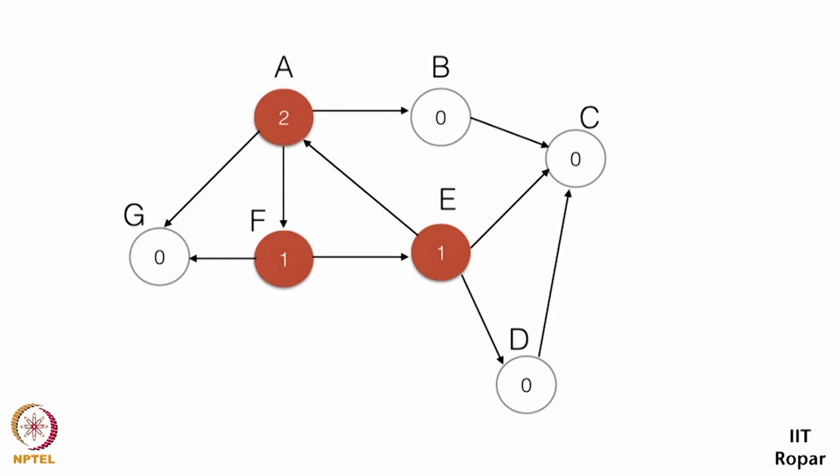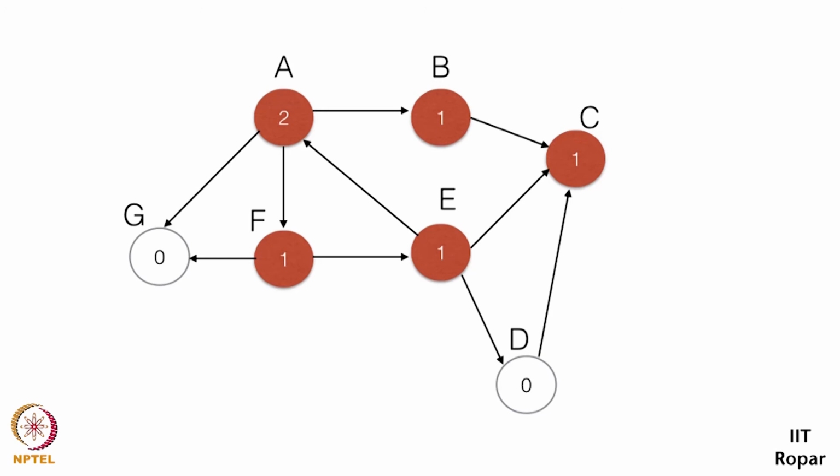We have again G, we have F, and we have B. So we will pick a node randomly from this set. So we have picked B and we have incremented its counter. Then what are the neighbors of B? We have only C as the neighbor of B. So we will traverse C and increment its counter. So we have traversed C and we have incremented its counter.